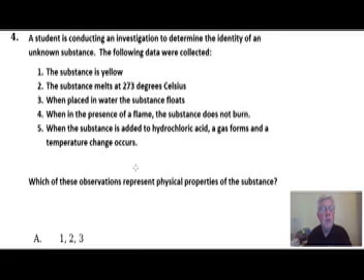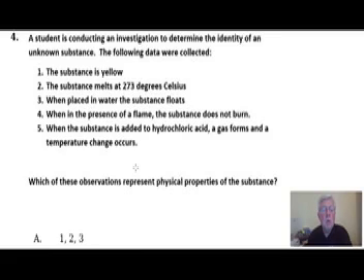Yellow is a physical property. The fact that it melts at 273 degrees, that's a physical property. It's still the substance. When placed in water, the substance floats. That's testing its density. It means that if it floats, it has a density less than 1. When in the presence of a flame, the substance does not burn.